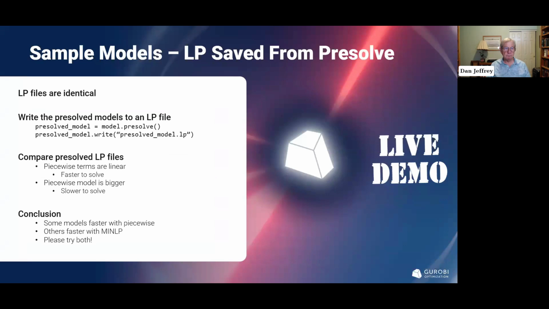Okay, so the LP files that are generated are actually pretty much the same because it's not showing what the pre-solve is doing. So to get a look at that, and this might be useful in other things you do, you can actually look at the pre-solved model instead.